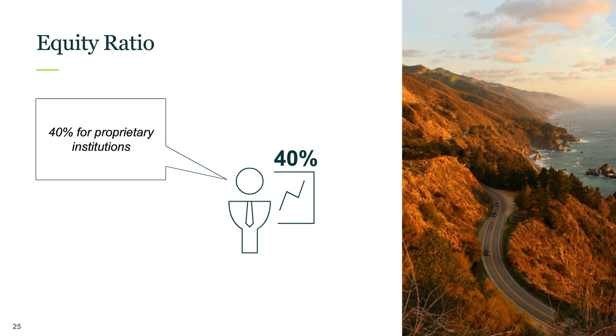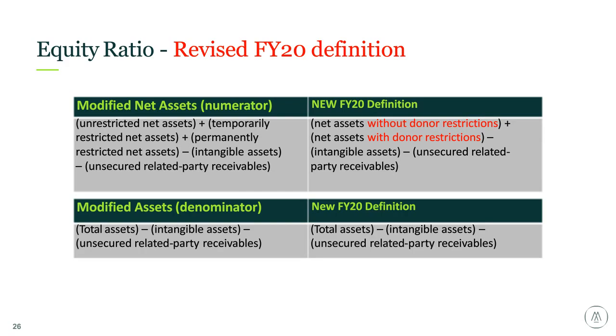For the equity ratio, the weight here is similar for both proprietary and not-for-profits. It's 40% for both. And this one's pretty straightforward. It was updated for ASU 2016-14. Before it was net assets, unrestricted net assets and temporary restricted net assets. Now it's net assets with and without donor restrictions. So it's just an update for ASU 2016-14.